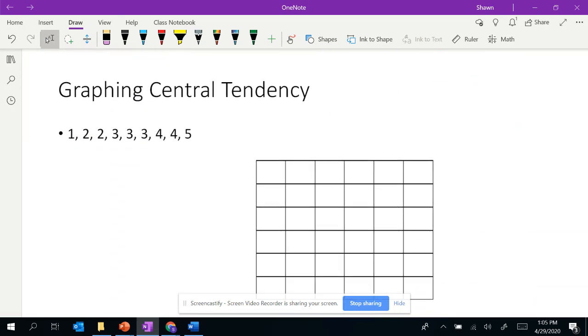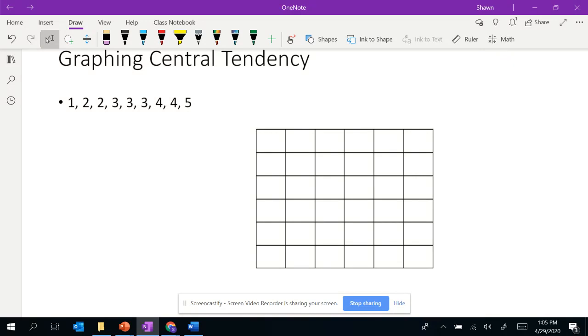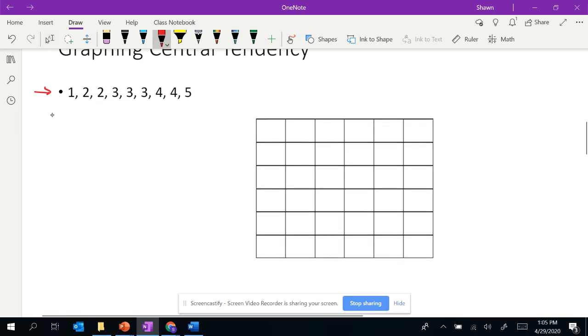Okay, the next thing we're going to look at is how to graph central tendency. We have a bunch of data right here, and this data is called values. We're going to put the values down here on this graph, and we're going to put how many times we see these values, or in other words, the amount. So for values, we have 1, 2, 3, 4, 5, and 6.